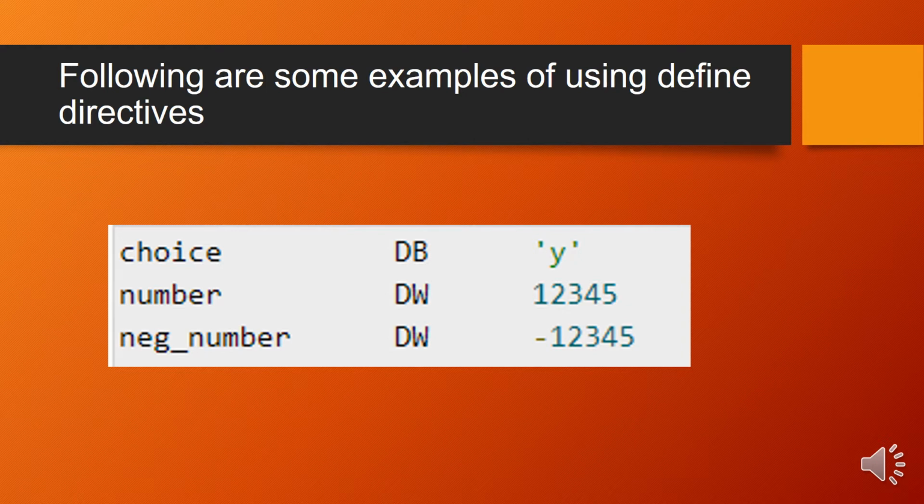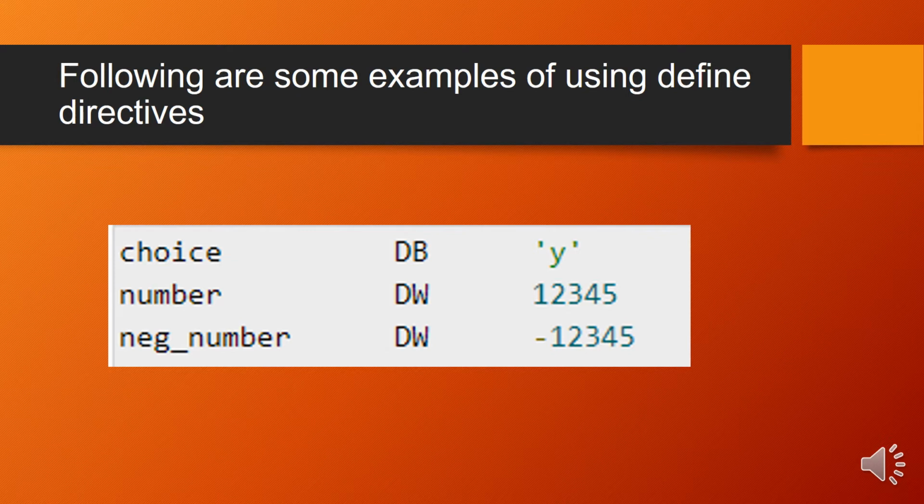Now if we see an example of define directives, we can see here choice db, and in quotes we are giving y. It means your choice value is yes. So it is going to allocate 8 bits or 1 byte for this particular choice variable. Understand? Here we have already initialized this choice. Generally, when we use initialization, we use define directives.